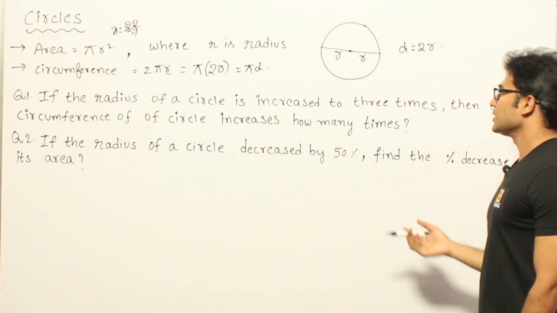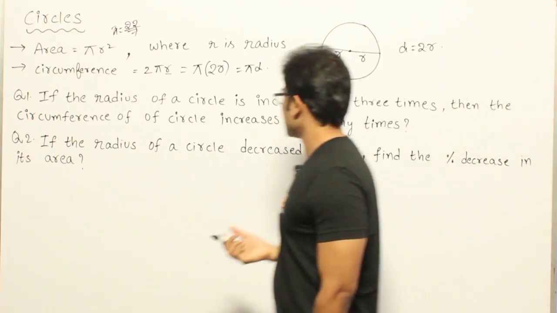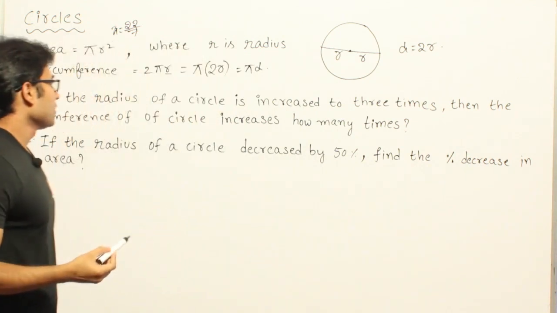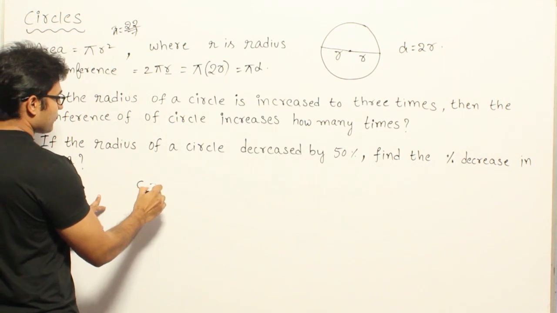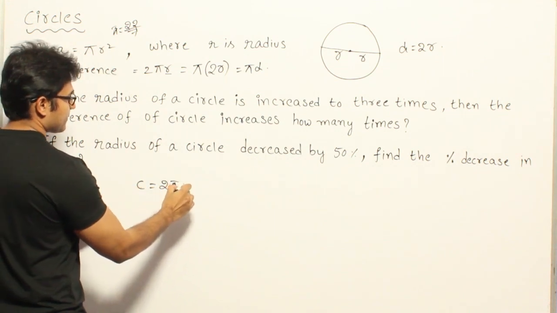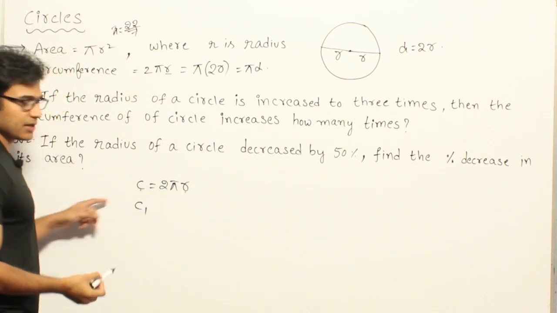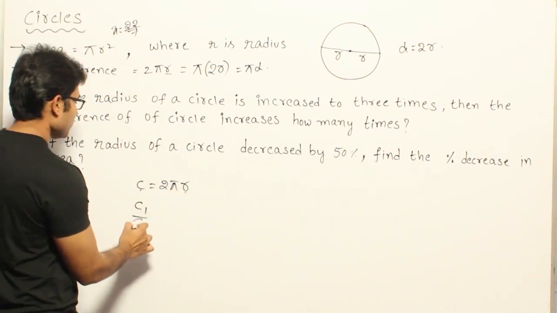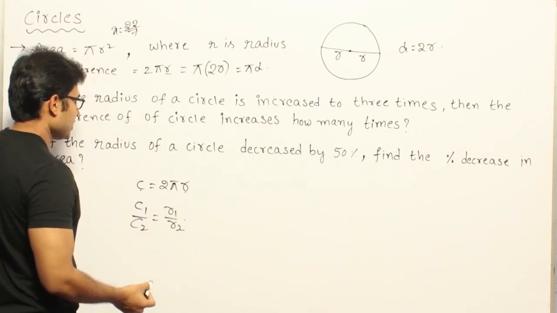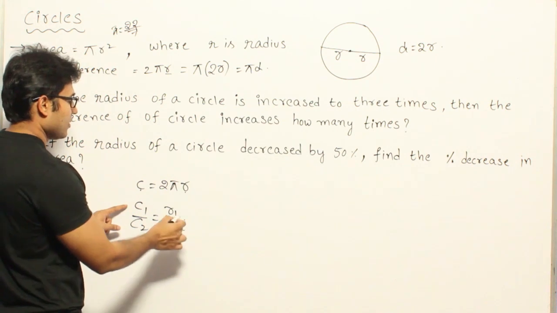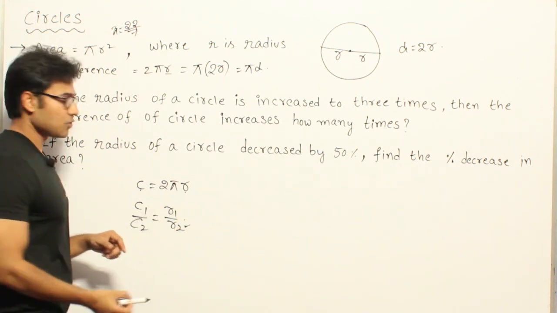If the radius of a circle is increased to 3 times, then the circumference of the circle increases to how many times? Okay, we know that circumference is 2 pi r, right? Now the relation between circumference and radius is directly proportional. So c1 by c2 can be written as r1 by r2. Now they are saying that the radius is increased to 3 times, which means r2 equals 3 into r1.